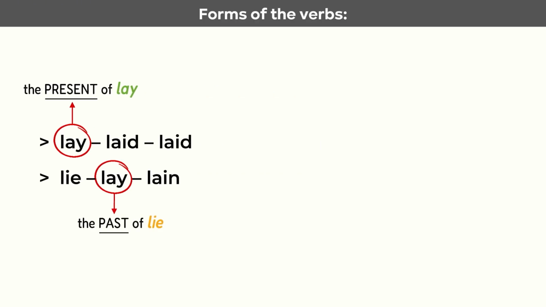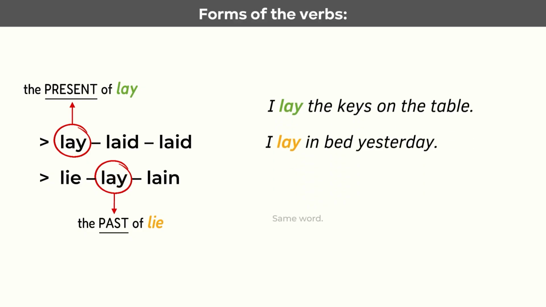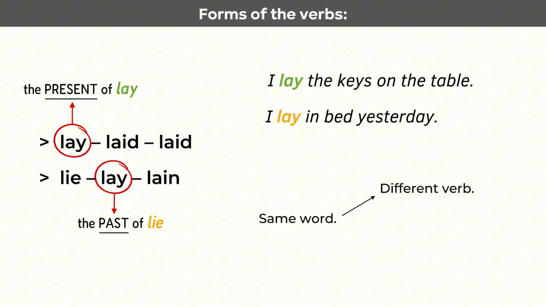So, look at the following sentences. I lay the keys on the table. Lay is the present form of lay, means to put. I lay in bed yesterday. Lay is the past form of lie. Same word, different verb, different meaning.